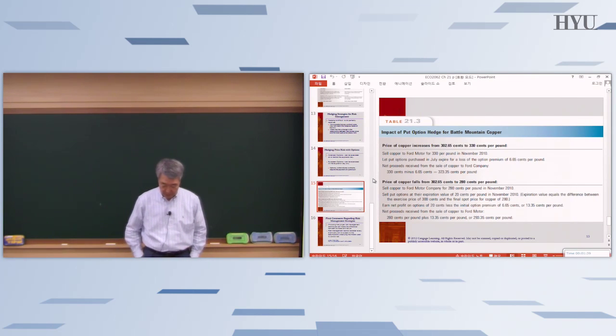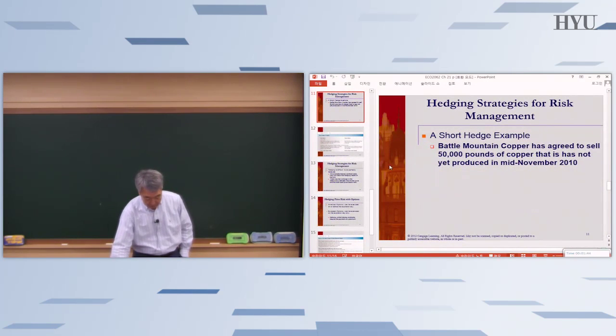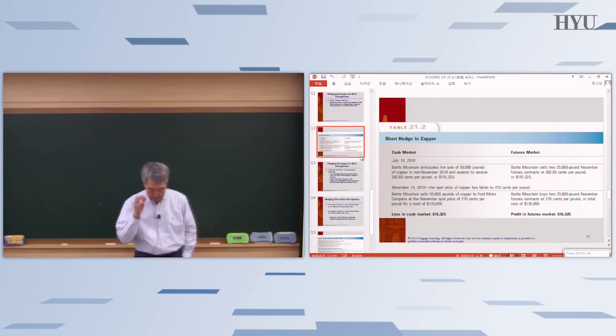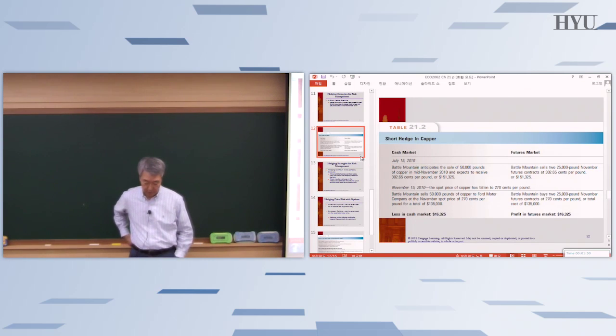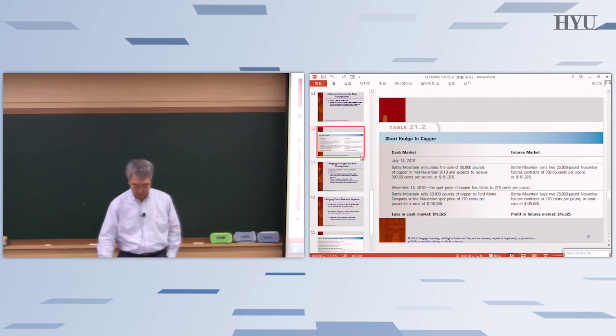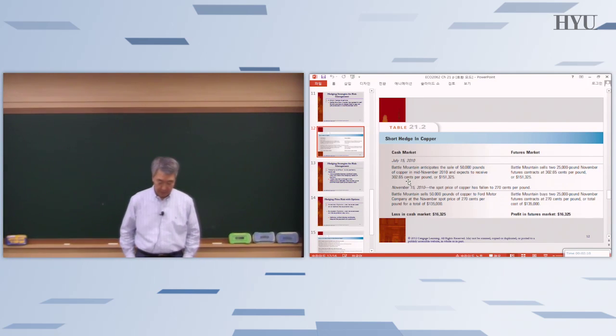Think about this. Let's go back to this example, okay? This was the example of short hedging. So this Battle Mountain company was expecting to sell 50,000 of copper, 1,000 pounds of copper a few months later, and they expected to receive 302.65 cents per pound.